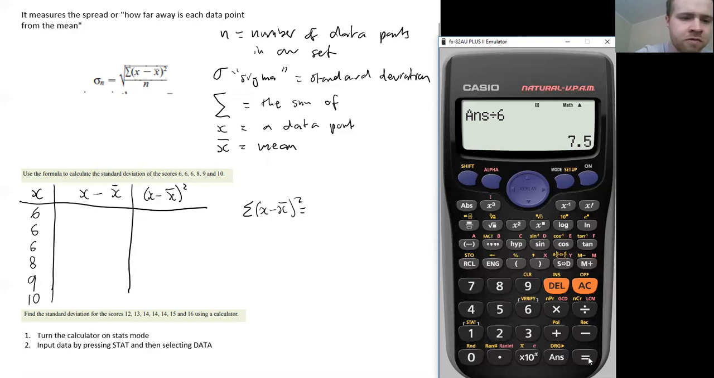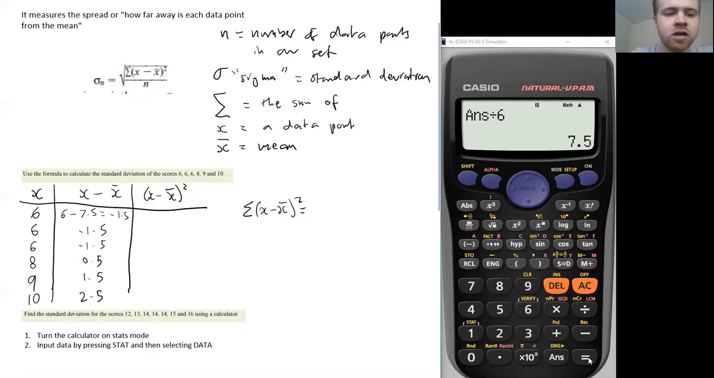So the mean is going to be 7.5. For each of these x minus x hat, it's just going to be that data point minus the mean. So in this case, it's going to be 6 minus 7.5, which is negative 1.5, and that's going to be the same for these. We won't write it all out. Negative 1.5, negative 1.5. Then 8 minus 7.5 is 0.5, 9 minus 7.5 is 1.5, and 10 minus 7.5 is 2.5. So there we found the difference between each data point and the mean.